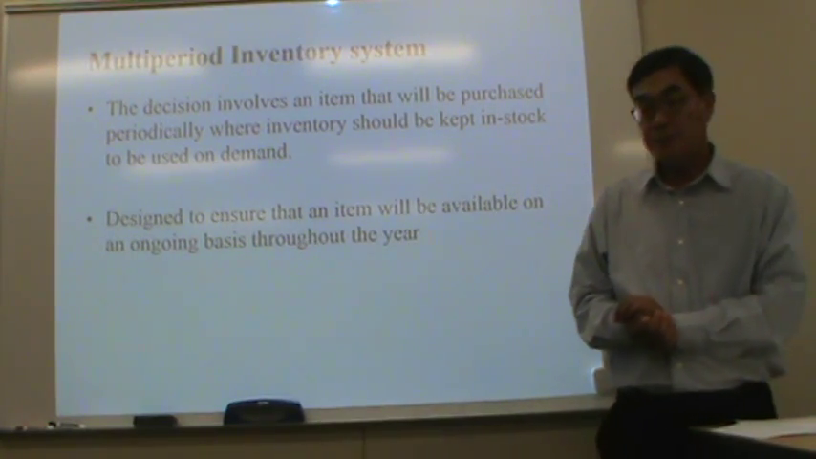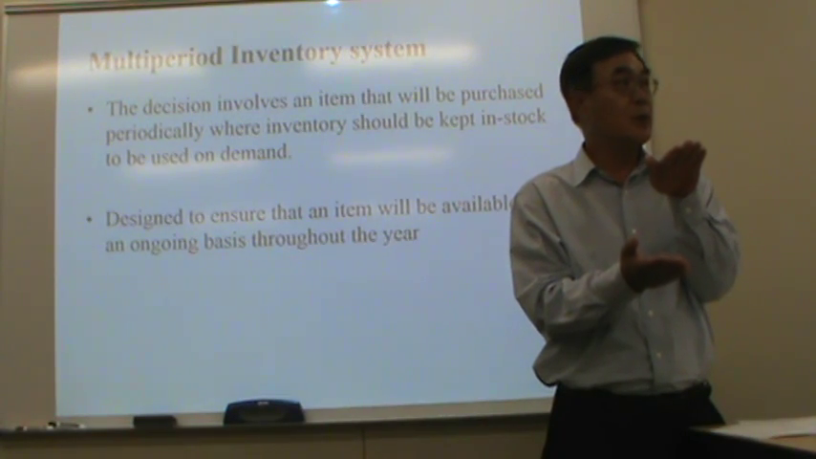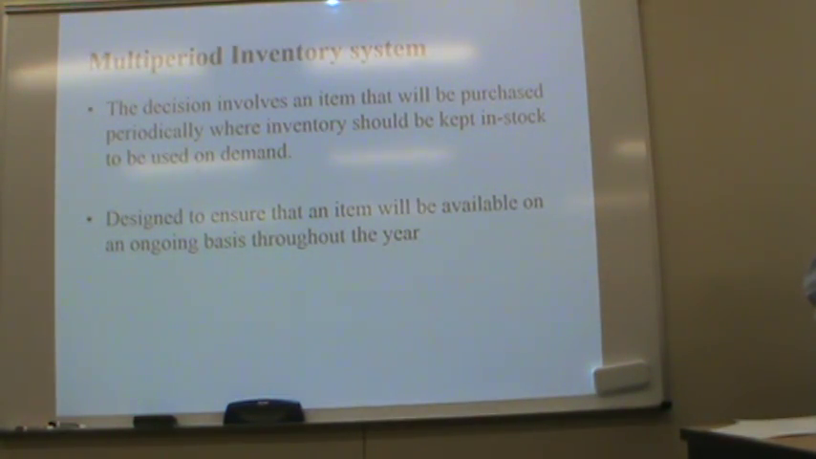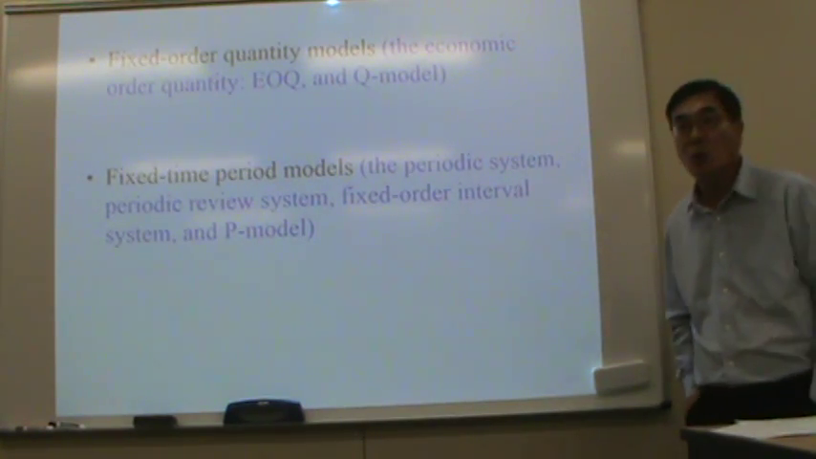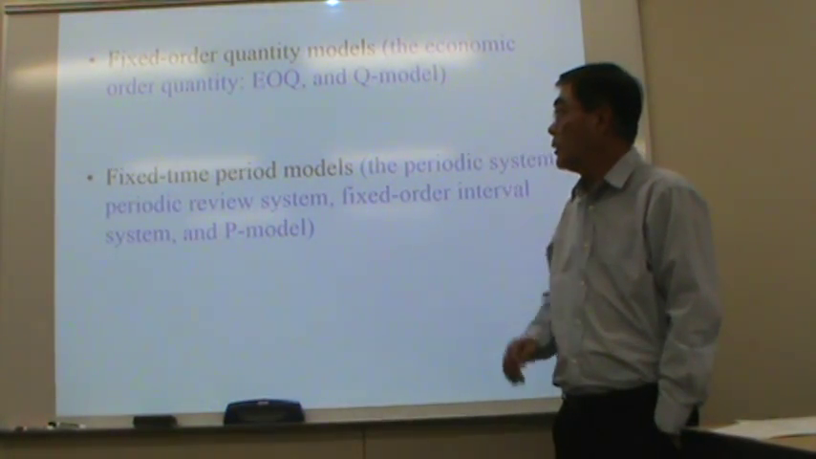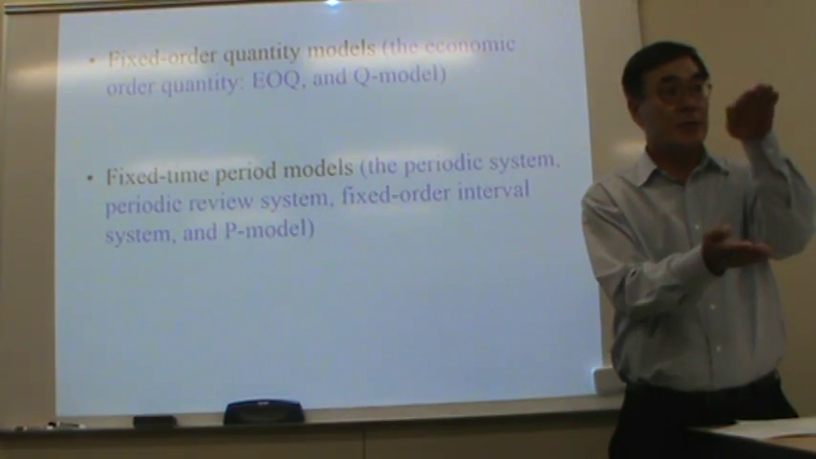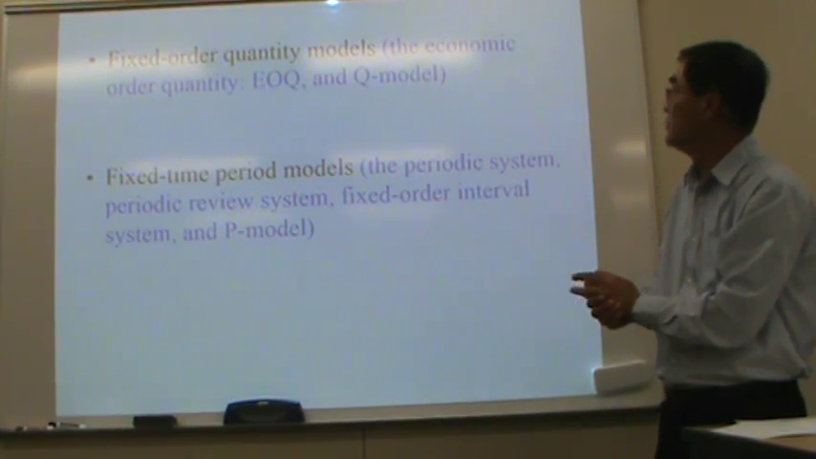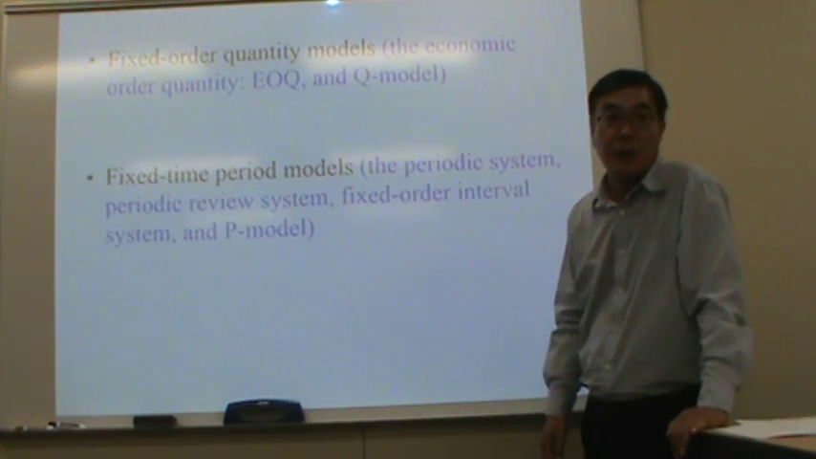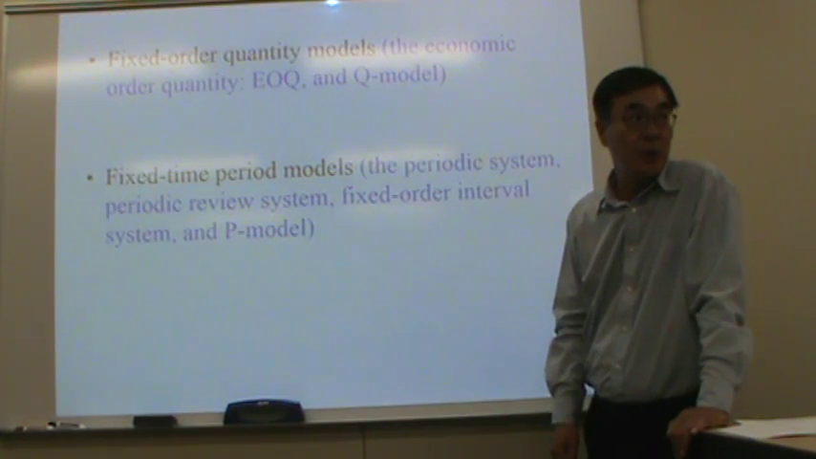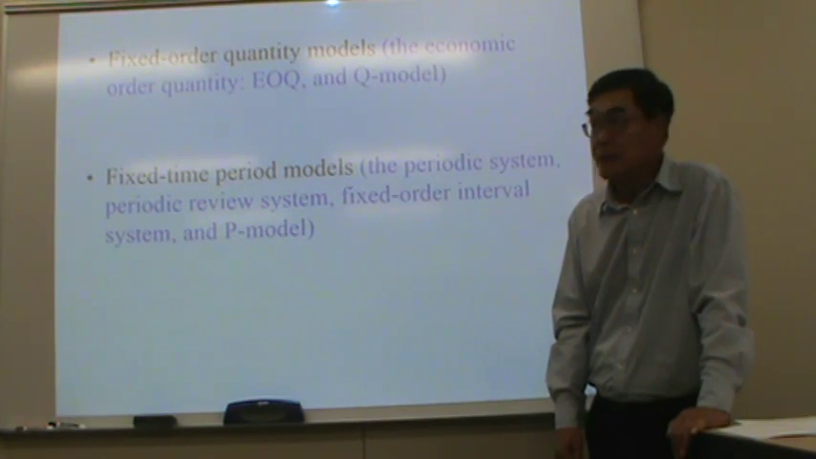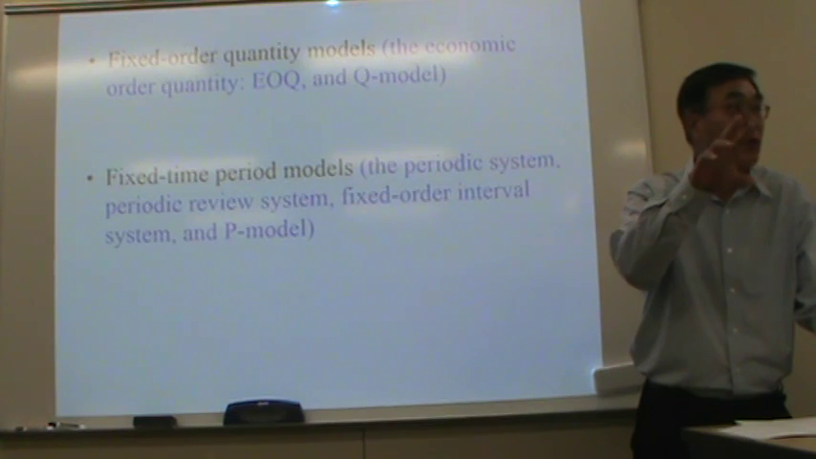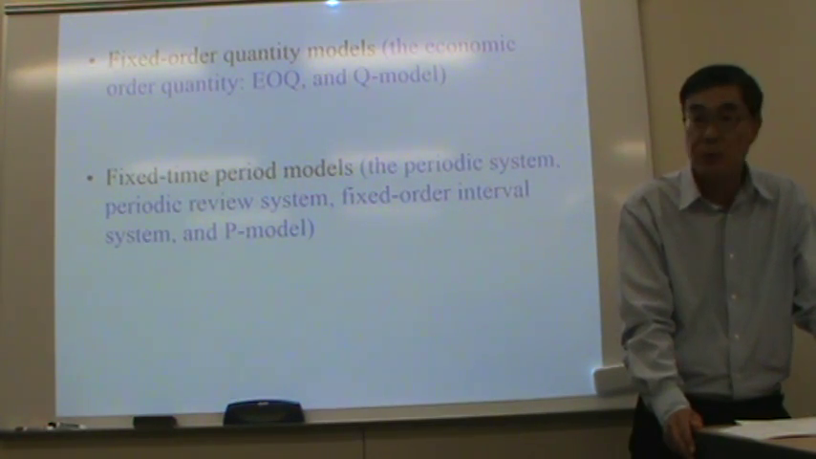Multi-period inventory system. If we decide the order size, then use that order size again, that is the multi-period inventory system. There are 2 types: fixed order quantity model and fixed time period model. Decide the order size, quantity, and then use it again and again. That is the fixed order quantity model. Another name is economic order quantity, EOQ. Many cases we call this the EOQ model. Sometimes we call it the Q model, because we decide the order quantity.